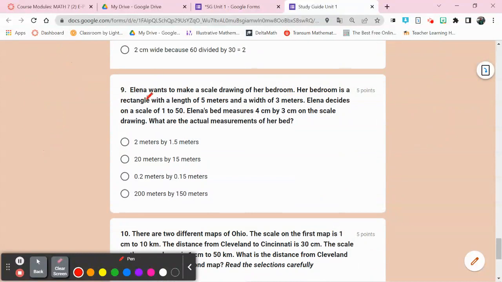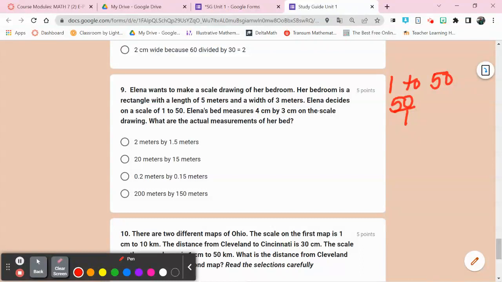2 more. Elena wants to make a scale drawing of her bedroom. Same bedroom. Her bedroom is a rectangle with a length of 5 meters and a width of 3 meters. She decides on the same scale, 1 to 50. So I'm going to write that scale down, 1 to 50. Second over the first. If we're going to the actual, we multiply that. If we're going backwards, we're going to flip it and multiply by the reciprocal. Elena's bed measures 4 centimeters by 3 centimeters on the scale drawing. What are the actual measurements of her bedroom?